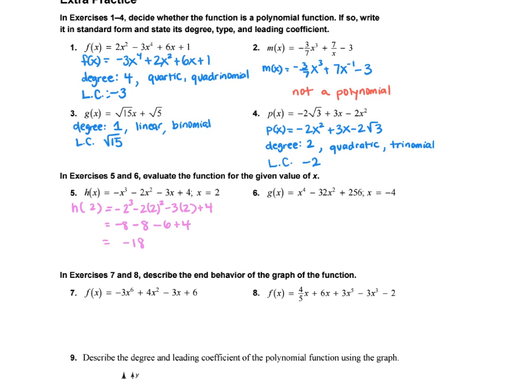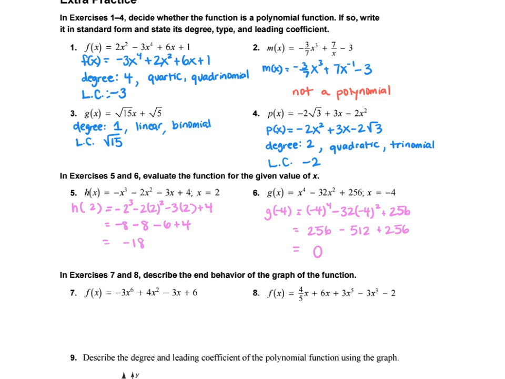All right, same thing for number 6. This time we want you to evaluate it for negative 4. G of negative 4, so substitute in a negative 4 and follow order of operations. PEMDAS. If the numbers get too large, go ahead and use a calculator. So negative 4 to the 4th power is 256. Negative 4 to the 2nd power is 16 times negative 32 is 512 plus 256. If you add these numbers, this equals 0.